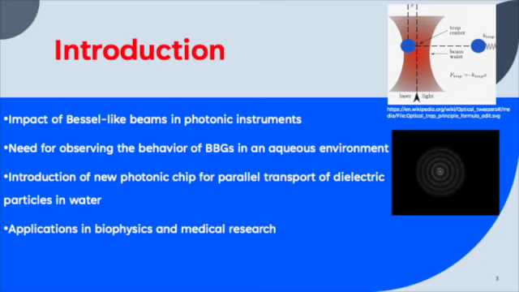The next topic is to introduce a photonic chip using Bessel-like beam array, which has a lot of application in biophysics, especially in drug delivery, and which can be used to replace the microfluidic chip. Currently it's really expensive, so when you replace it with Bessel-like beam array, it has a lot of application.